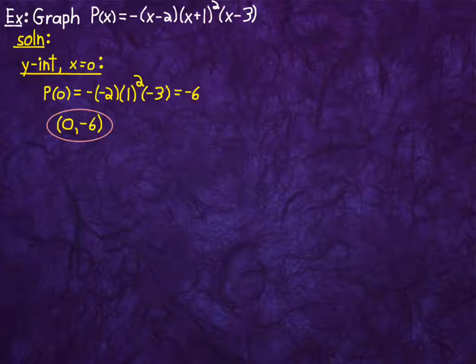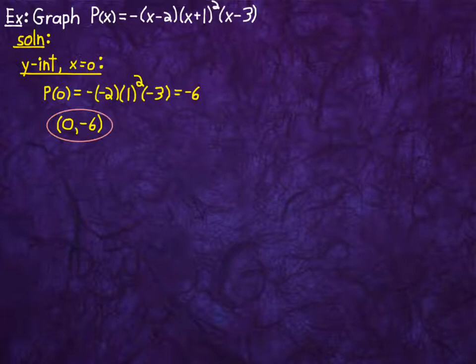So I actually wrote down y-intercept, comma, x equals 0, colon, underline. Then p of 0. Always say what you're computing. Don't just write the right-hand side because that's the complicated side. That's where your focus is. You need to write down what you're computing. You're computing p of 0. So p of 0 equals negative, and then the opposite of negative 2 is what that really says, times 1 squared times negative 3. You multiply that out and you get negative 6.